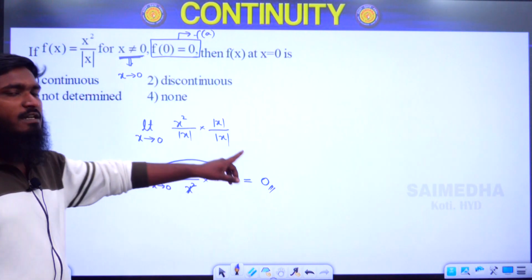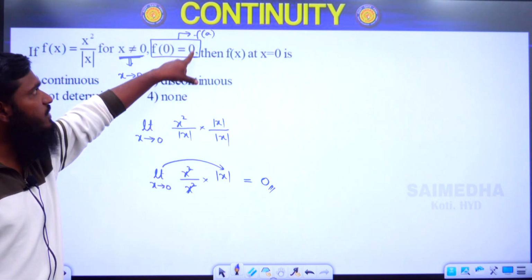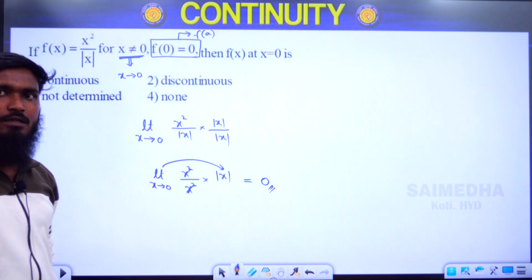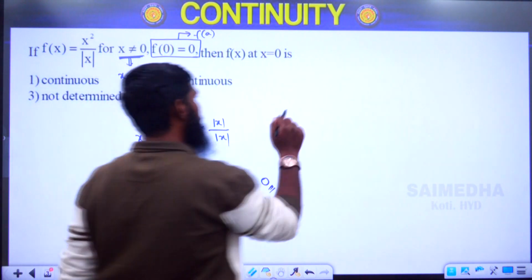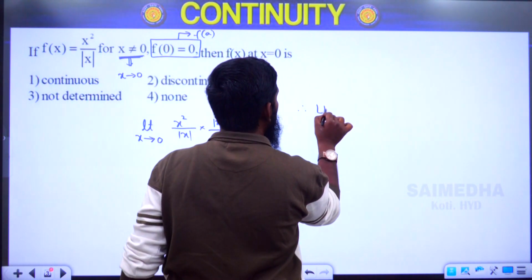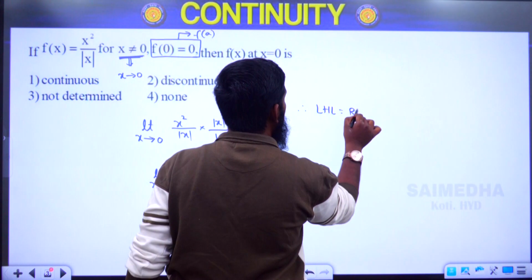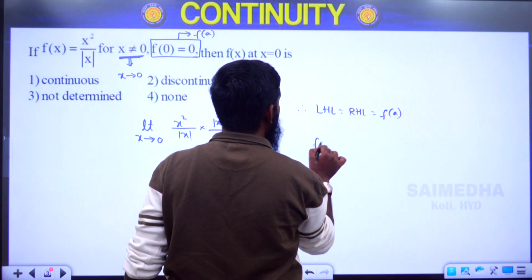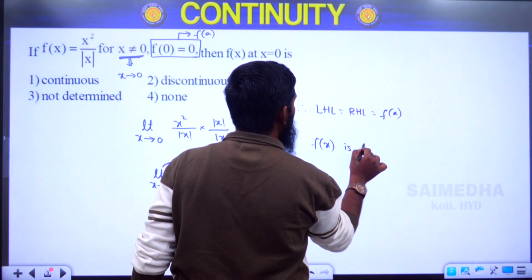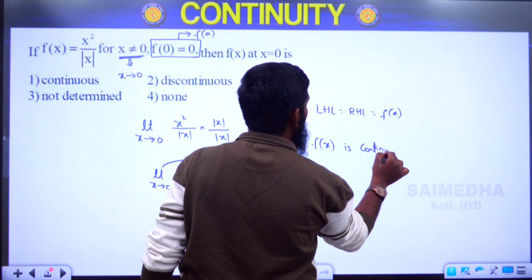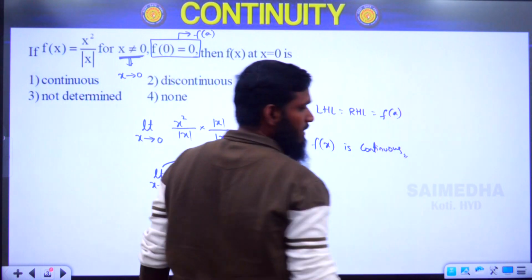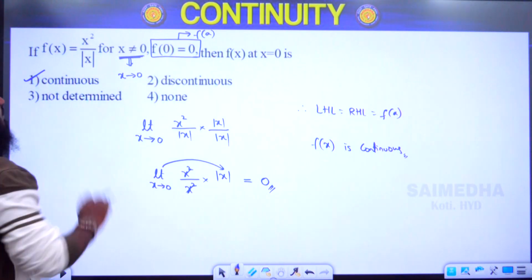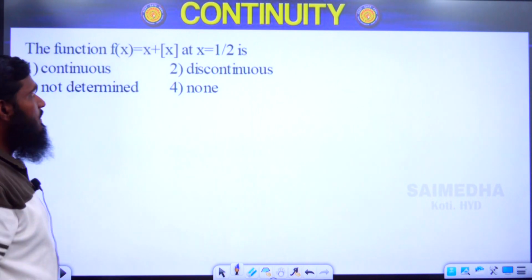So the limit value is equal to 0, and the function value is also equal to 0. Whenever the limit value and function value are the same, LHL equals RHL equals the function value. So what can we say? F of x is continuous. What can we say over here? F of x is continuous. So we can go with the first option, continuous.